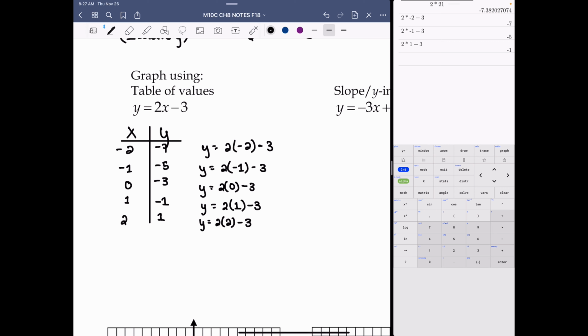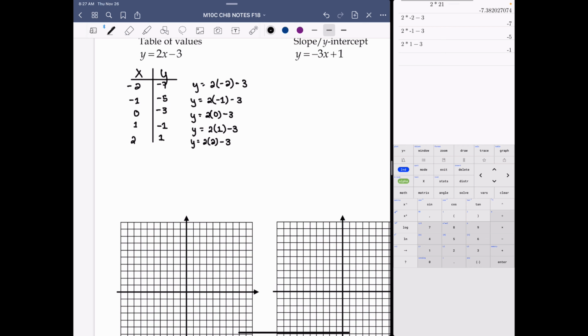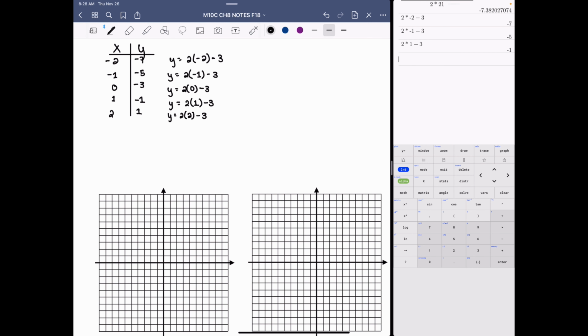And then once you have a table of values, you plot those points on the grid that you're provided with. So our first point was x is negative 2 and y is negative 7. Negative 2, 4, 6, 7. Right there. Then negative 1, negative 5. Negative 1, and then down 2, 3, 4, 5. Then 0 and negative 3. So x is 0 right in the middle, and then down 1, 2, 3.